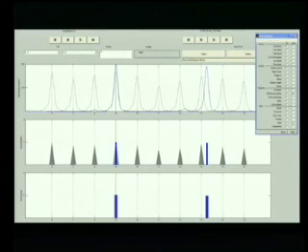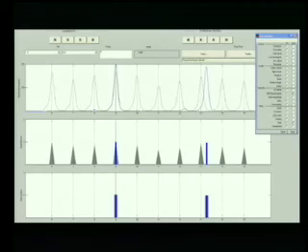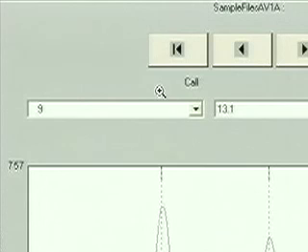In True Allele System 2, we can see that the 2 peaks are visualized. We can see that the particular rule that has fired here is off physical ladder. But you will also notice that in True Allele System 2, if we look at the allele calls that have been made, it calls the 9 13.1 alleles. This is the correct allele call.